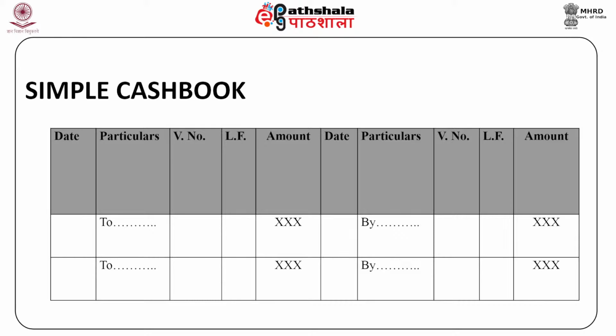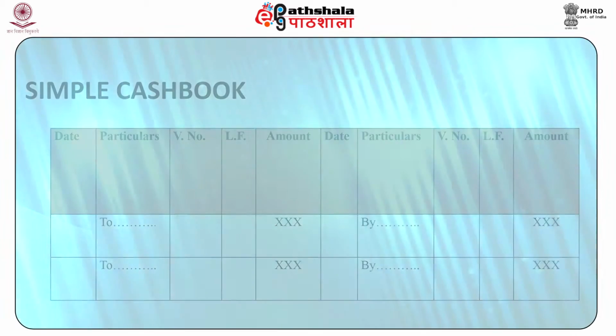Then there is V number. This column reflects the voucher number. Then there is ledger folio. This column reflects the page number of the ledger where amount is posted. Then the amount. The amounts received and paid are written on the debit and credit side respectively.